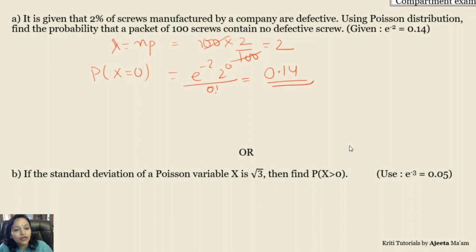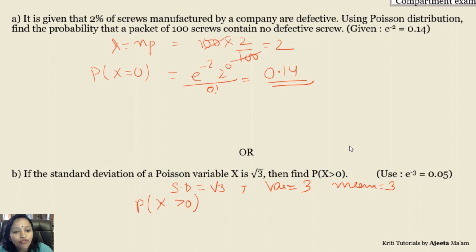Now in the B part, that is the internal choice we had. So if the standard deviation of a Poisson variable is root 3, then find P of x greater than 0. So now your standard deviation is root 3. So what will be your variance? Your variance will be 3. This is how standard deviation and variance are related. So what will be your mean? Your mean will also be 3. Now you have to find for x greater than 0.